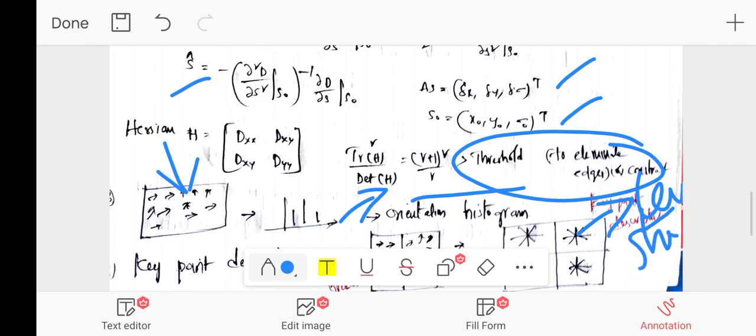The remaining directions can be given by the gradient values, because the image gradients are very helpful to identify the strength as well as the direction of the corresponding edges. So this is a very brief introduction about SIFT.